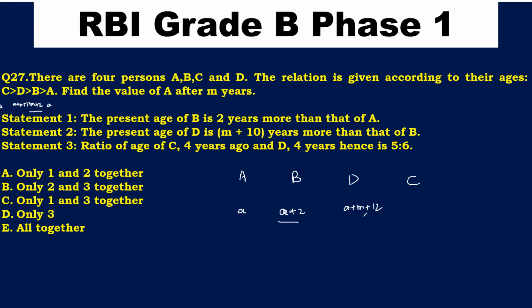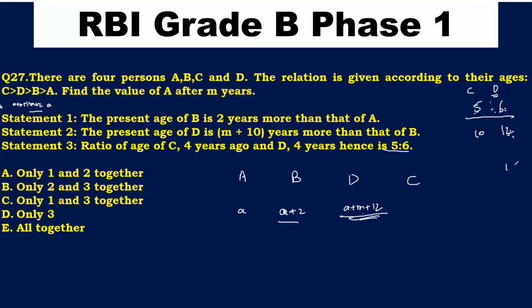So we know D has to be more than 12 years old, because 12 plus M plus A should be equal to D. Now we know the ratio here is 5:6. If we have to maintain this ratio, this is C 4 years ago and this is D 4 years hence. So D 4 years hence cannot be 6, because he has to be presently more than 12. So can he be 12 and 10? Again, no. After 4 years he is 12, that means presently he is 8. Not possible. He has to be more than 12.